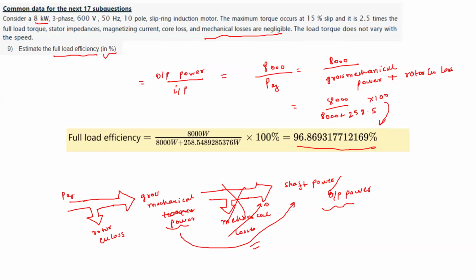So you have to remember this simplified equivalent circuit power flow diagram. Just remember that air gap power is equal to input power because there are no stator losses. Stator losses are not there, so that is why input power is equal to air gap power. This is what you have to see in the simplified circuit.